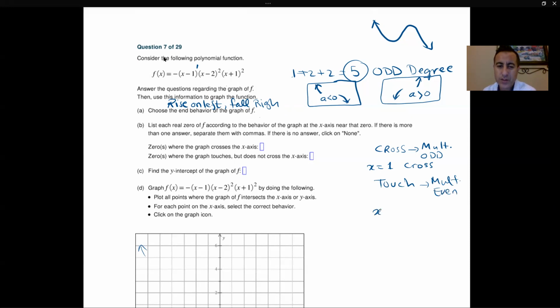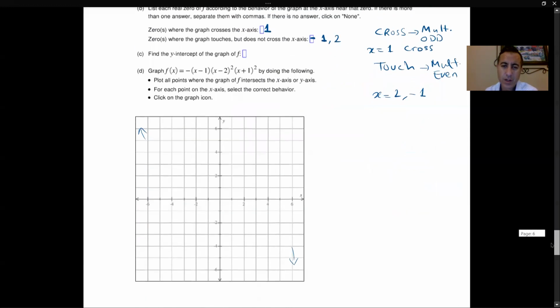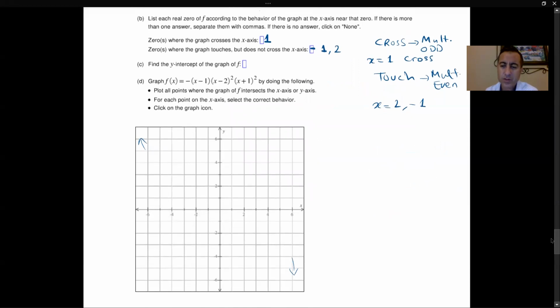So for example, at x equal 2, the multiplicity is 2, so it's even, and there will be a touch there. And negative 1, there will be as well a touch there. So we can say it touches at negative 1 and 2, and where the graph crosses, it's at 1. So we don't know yet how it touches, but we know it touches.